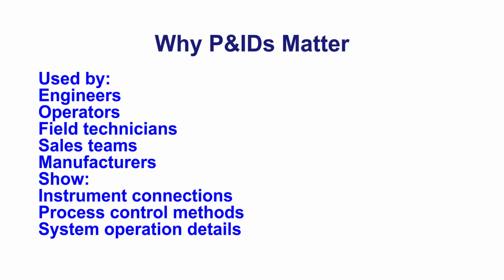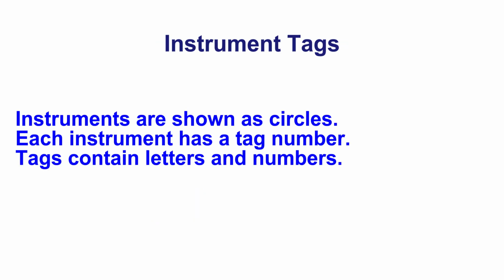Now let's talk about instrument tags. Standalone instruments are shown as circles with a tag number inside. These tags are made up of letters and numbers. The first letter tells you what is being measured, like pressure, temperature, or flow. The second letter tells you the function, for example, a controller or indicator. Additional letters may be added to give more detail. For example, PC means pressure controller, and PIC means pressure indicating controller.